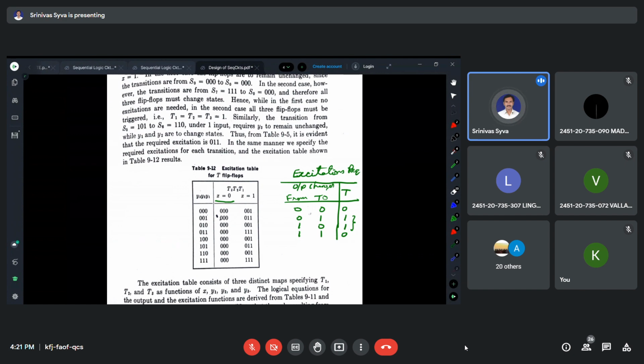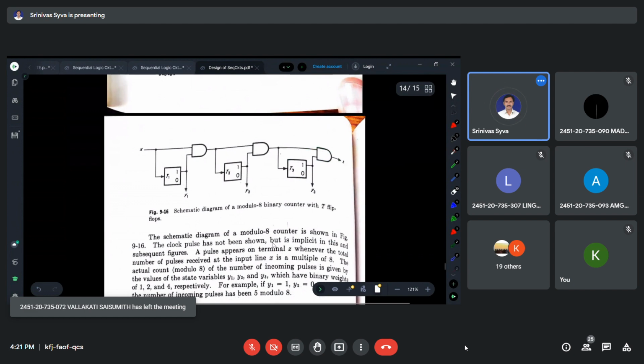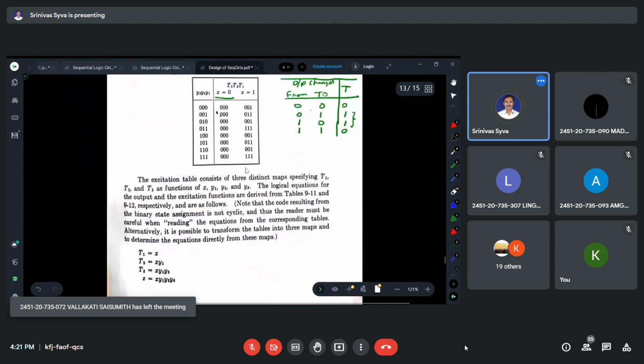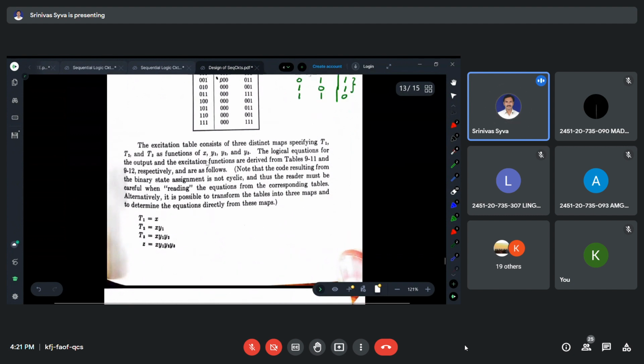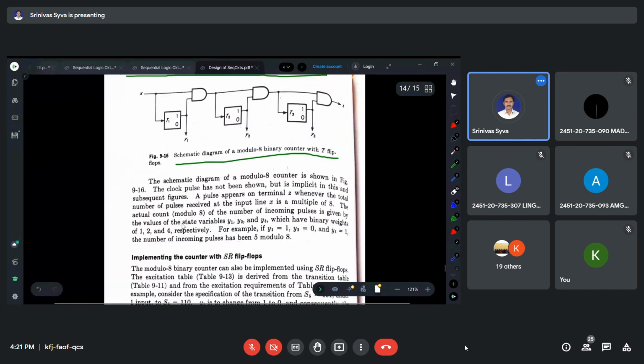Right, take a look. I will upload this material. Go through this one, study this one. Any doubts? From here, the excitation equations, T1 equations, we will obtain. So accordingly the hardware circuit will be like this. This is the schematic diagram of a modulo 8 binary counter with T flip-flops, right?